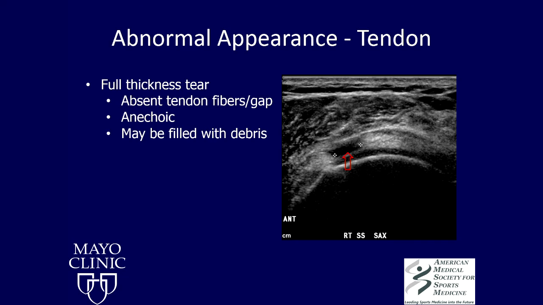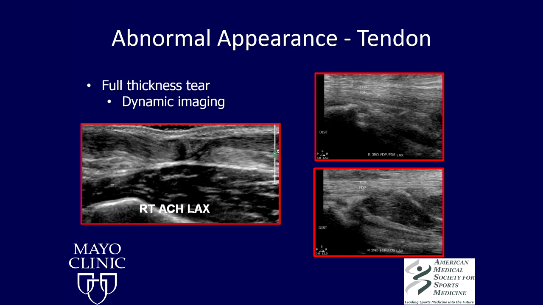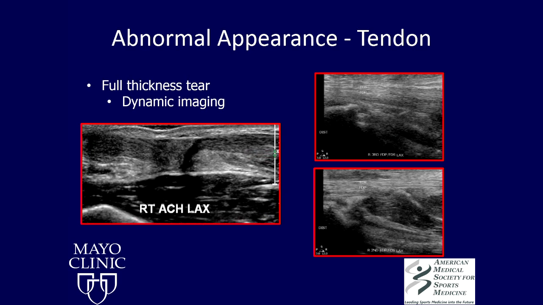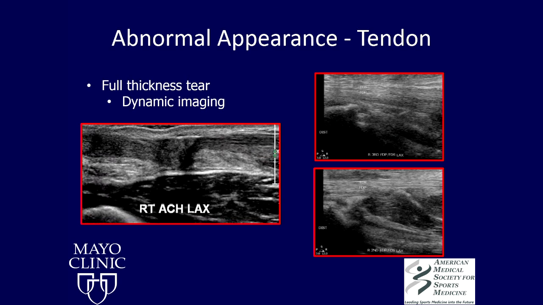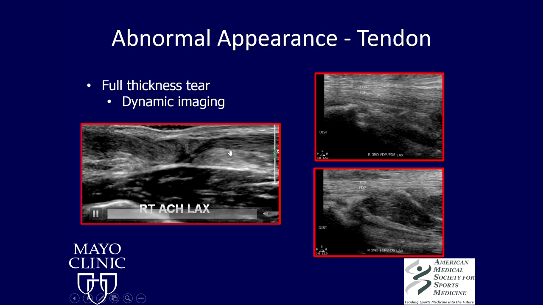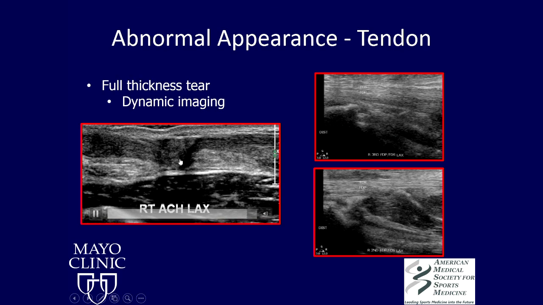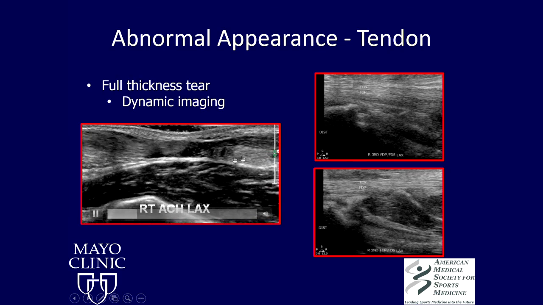It will often be anechoic, although it may be filled with debris or other structures, which can fool you into thinking that it's not a full thickness tear. So some of the things you can do to help you evaluate a full thickness tear are dynamic imaging. So here's an Achilles tendon with one end here and another end here, and moving the ankle from a dorsiflexed to plantar flexed position, you can see the two ends approximating each other.